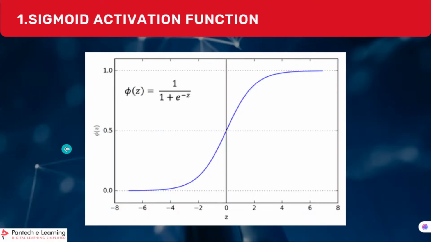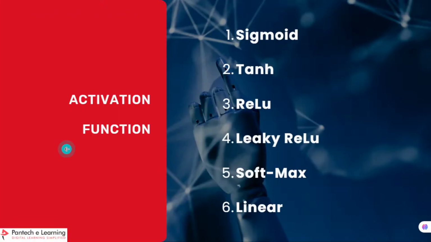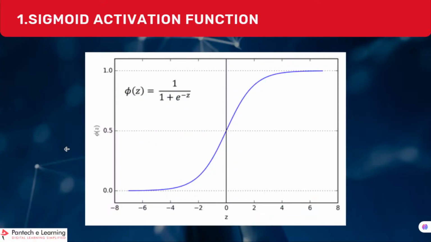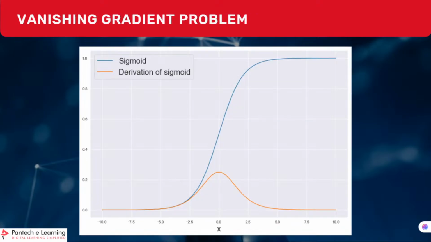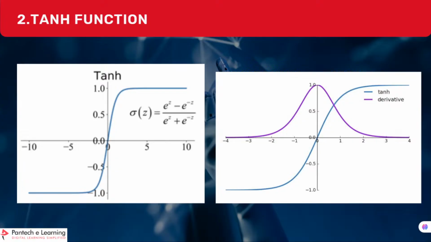The first one we will discuss is the sigmoid activation function. This sigmoid will work for binary classification, and you can see how it works. Coming to the next one, tanh. This will work for the generation of data, so for that purpose we have to use it.